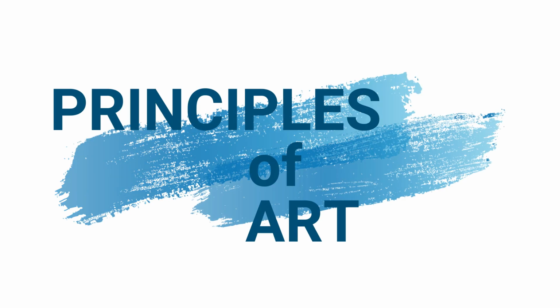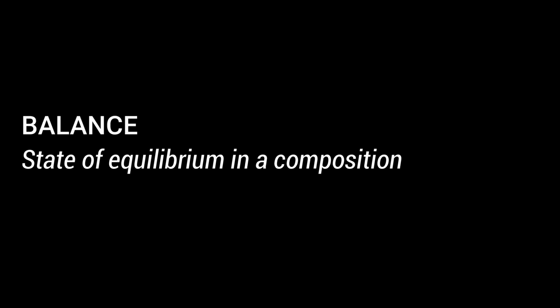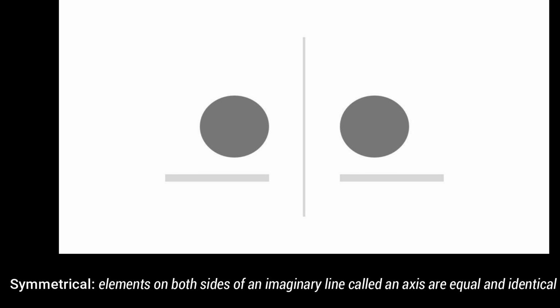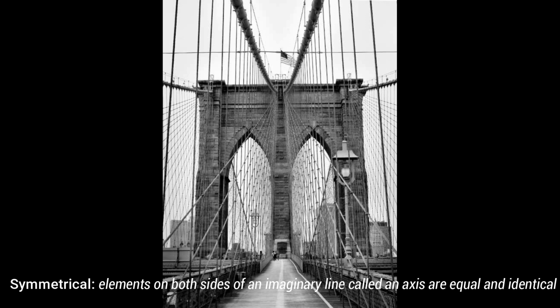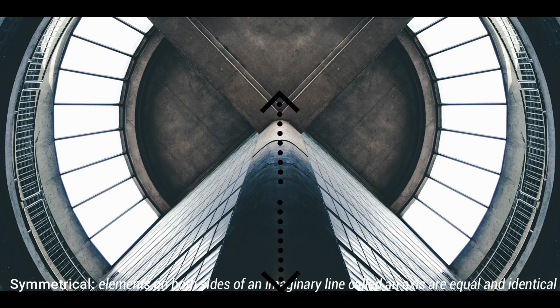Principles of art and design are the basic guidelines that help in developing a good artwork. Balance is the first, and this is a state of equilibrium between elements in a composition. There are three main types of balance. Symmetrical balance, which is balance where the elements on both sides of an imaginary axis are both balanced and identical.